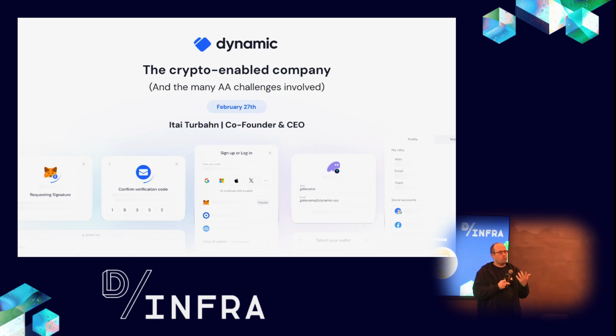What I want to talk about today is this thing that we're seeing in the market, which is called the crypto-enabled company. I want to talk about two challenges that we're seeing as a result of these types of startups that are coming up, and how to potentially solve those with account abstraction, right? So we'll talk about what we're seeing in the market and then how we potentially solve it.